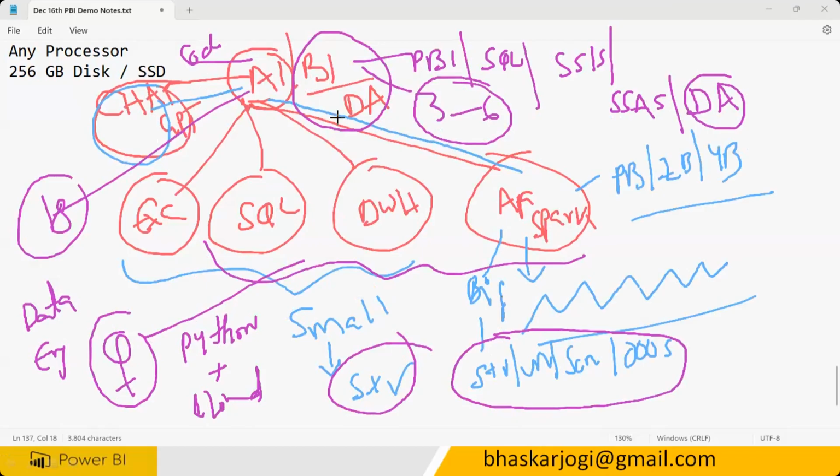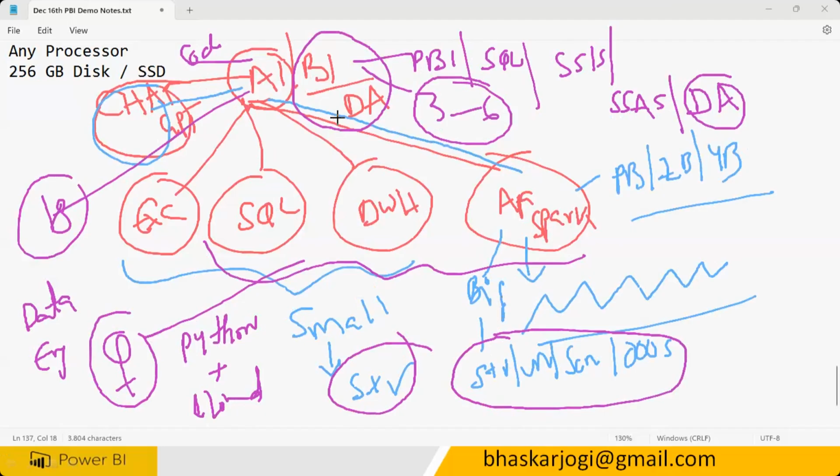So all these things you need to know. Tomorrow I'll talk about what is SSIS, what is SSAS, what is Power BI once again, and we will conclude the demo tomorrow. Hope you have enjoyed it. And depending upon the sizes, we're going to be using different tools.